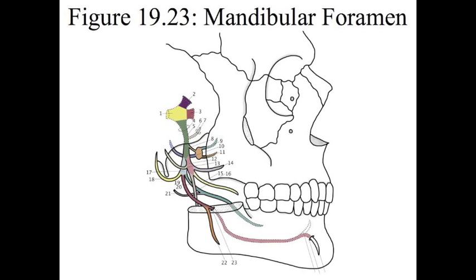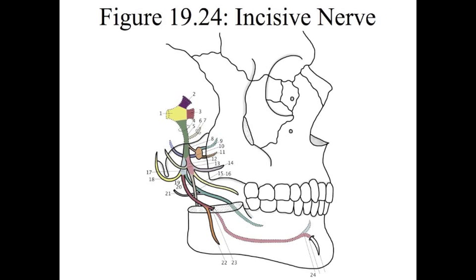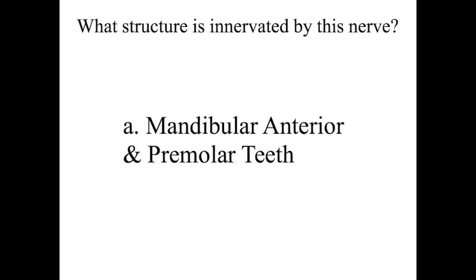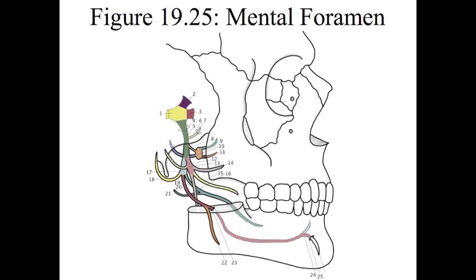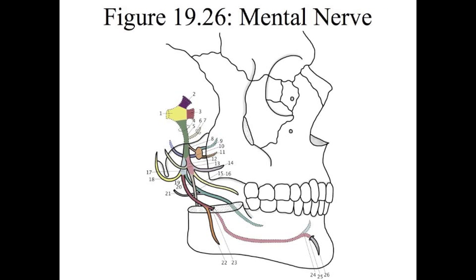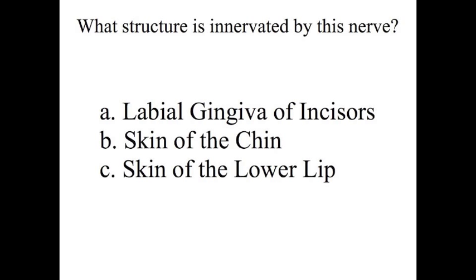Number 23 is the mandibular foramen. Number 24 is the incisive nerve, and it innervates the mandibular anterior and premolar teeth. It is a branch of the inferior alveolar nerve, so if you anesthetize the inferior alveolar nerve, all of those included teeth are anesthetized also. Number 25 is the mental foramen. Number 26 is the mental nerve. It innervates the labial gingiva of the mandibular incisors, the skin of the chin, and the skin of the lower lip.